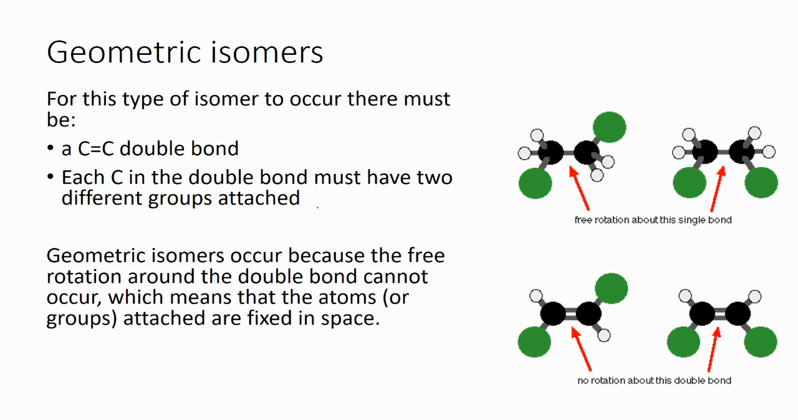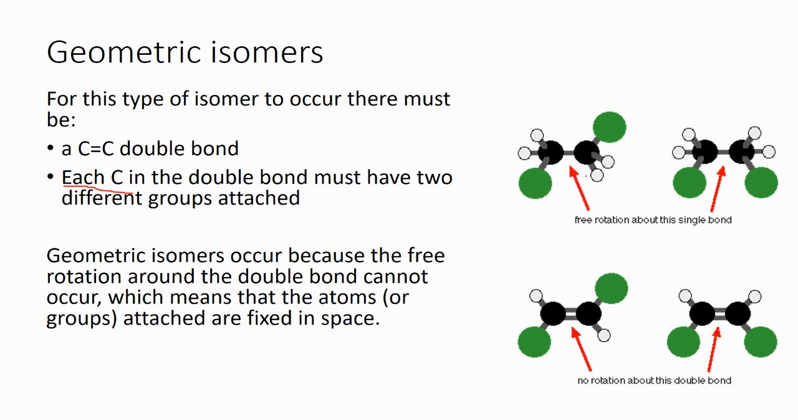Okay, geometric isomers. For this type of isomer to occur, there must be a carbon-carbon double bond, and each carbon in the double bond must have 2 different groups attached. So each carbon is to have 2 different groups. Geometric isomers occur because the free rotation around the double bond cannot occur.